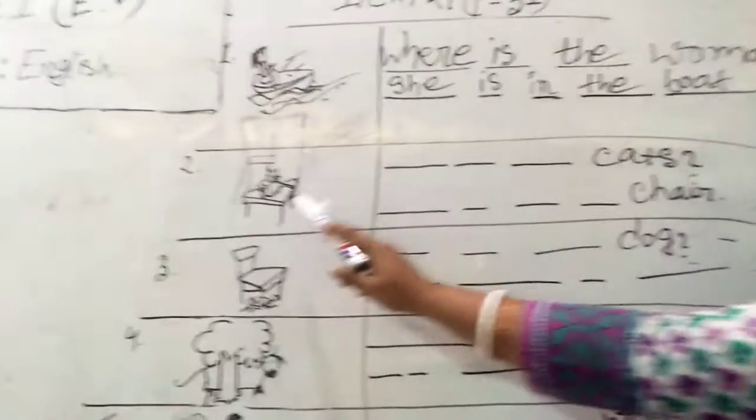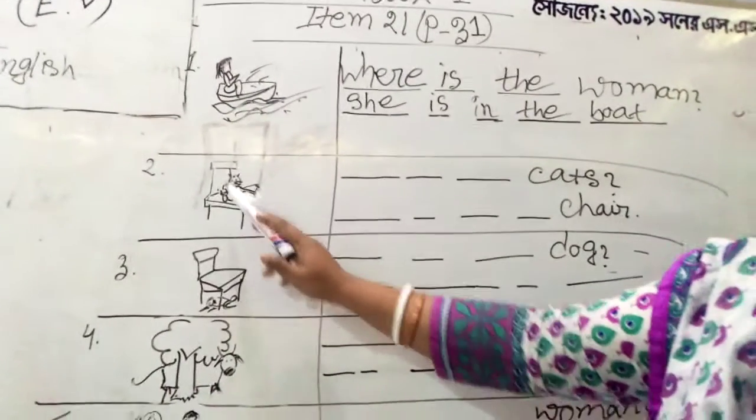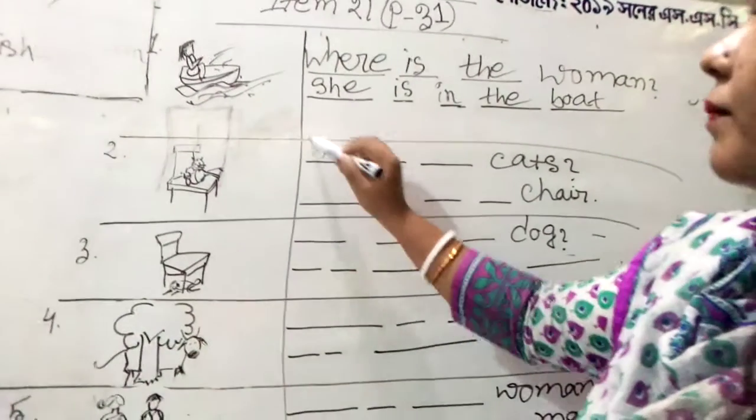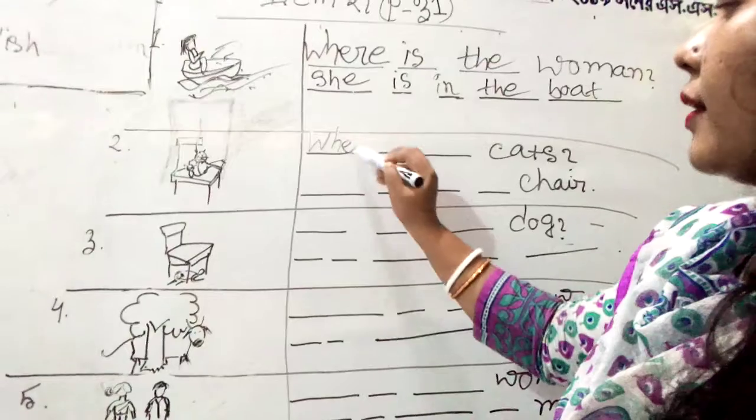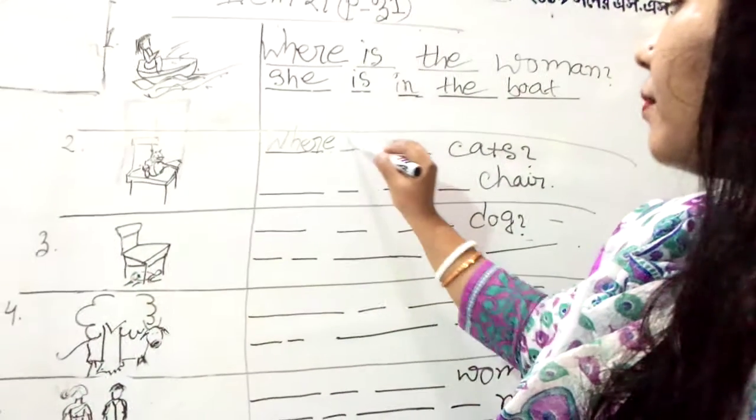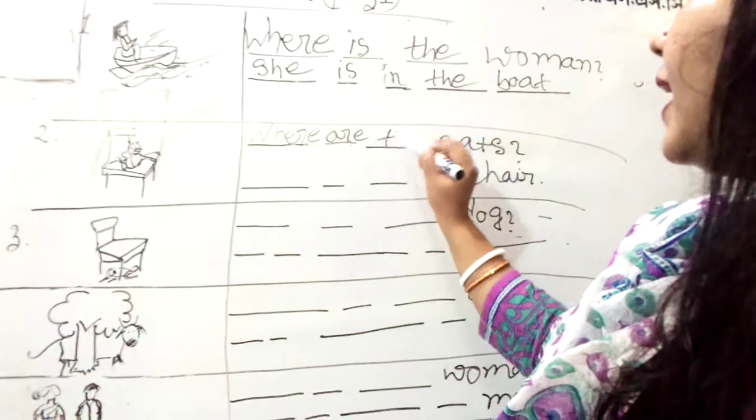Okay, they are on the chair. See, it's a chair and they are on the chair. So we have to complete the question first. Where? W-H-E-R-E. Okay. Where are the cats?